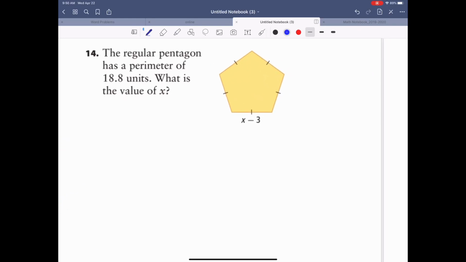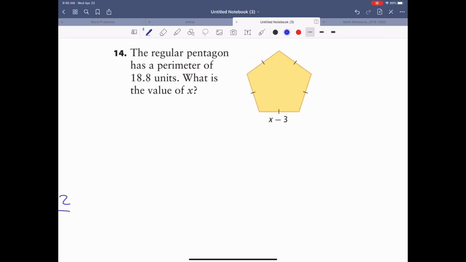This one here. Okay, a regular pentagon has a perimeter of that. Perimeter is basically all the sides combined. How many sides are there? How many equal sides are there? 5, okay? So one side is this, x minus 3, times 5. That's the perimeter, which is 18.8.